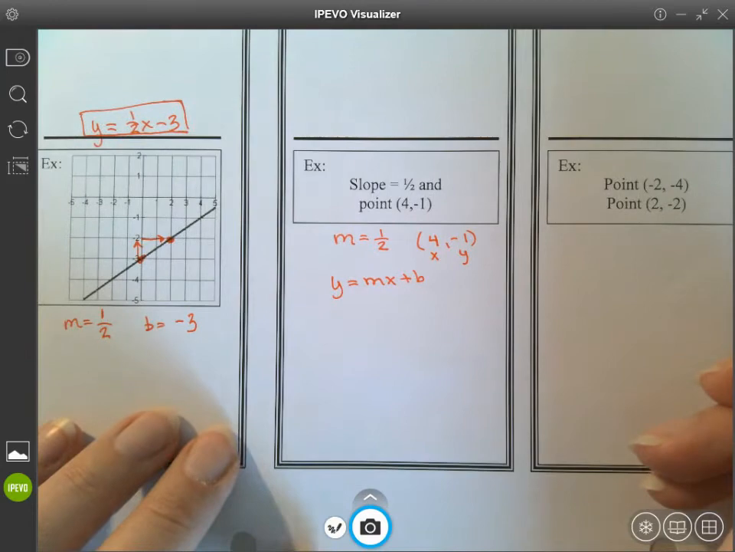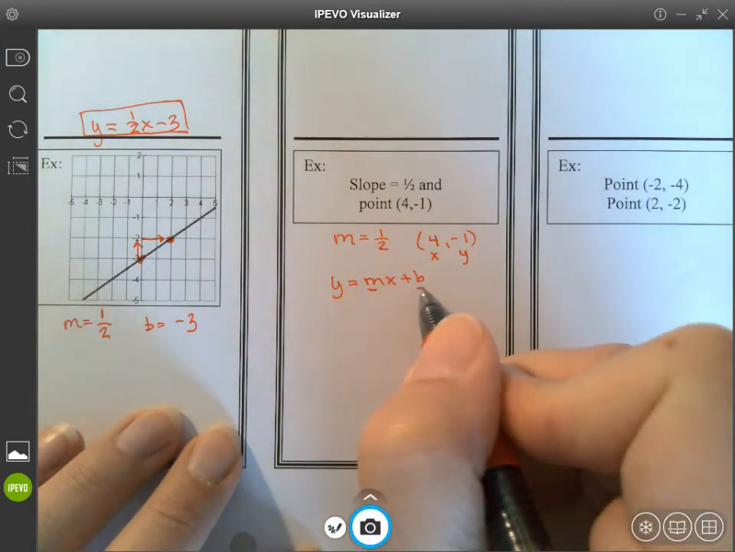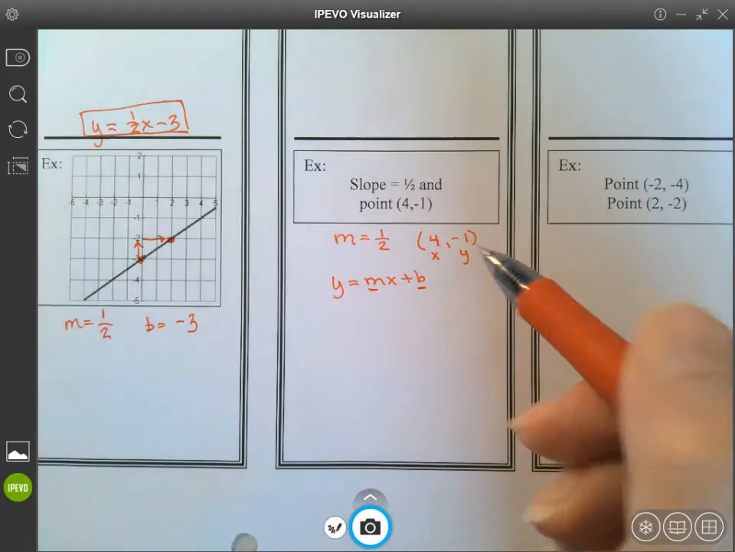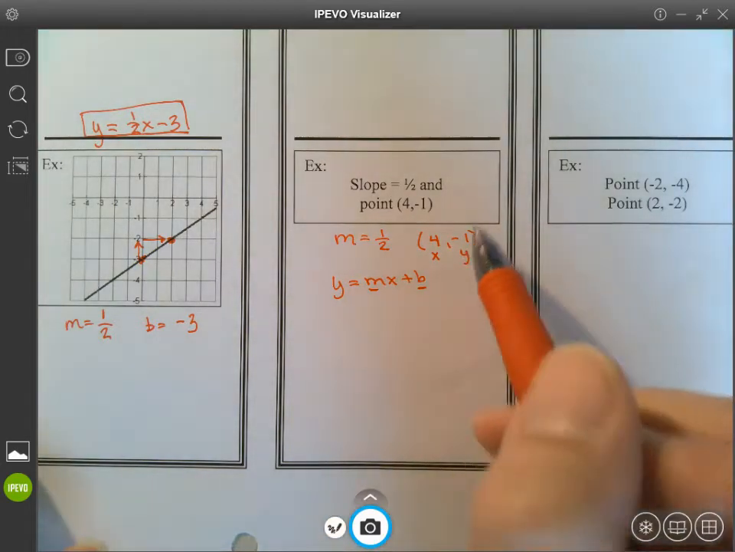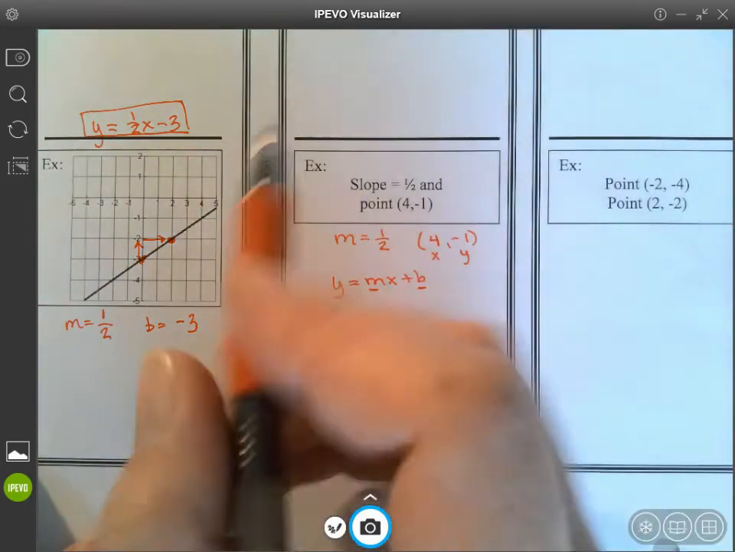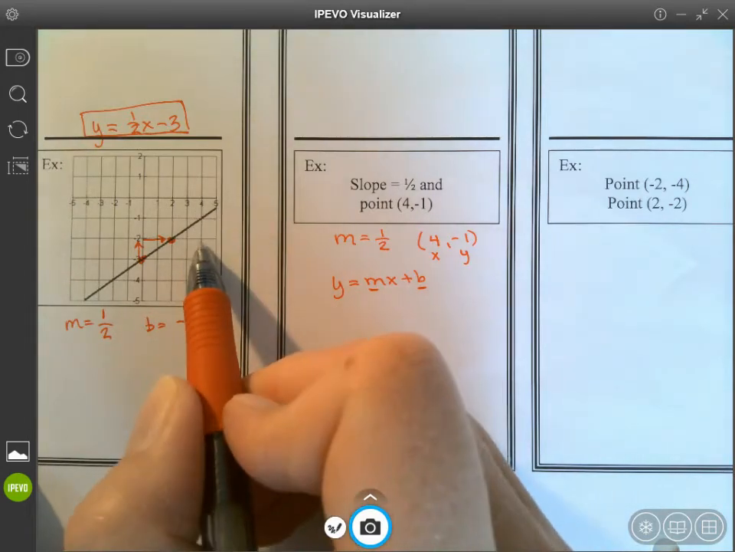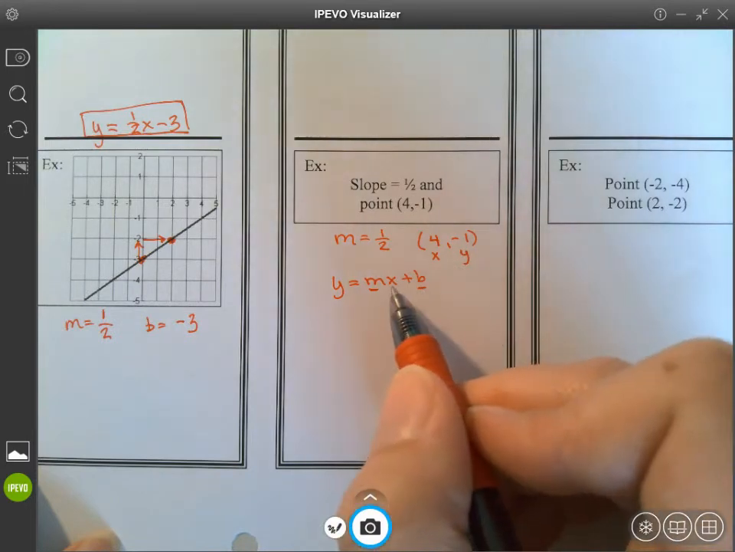So here's all I need to do, guys. I need to plug in everything I know. I have m, I need b. So I'm going to use this (4, -1) as an anchor point. So I want you to think about it. When we were graphing, and I said graph given this, you would take that point and plot it here, and then you would do your slope up and over or down and left. And so this is your anchor point. Well, we're going to do that anchor point algebraically.